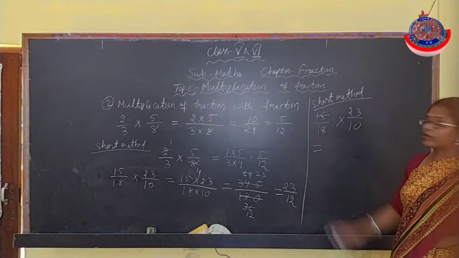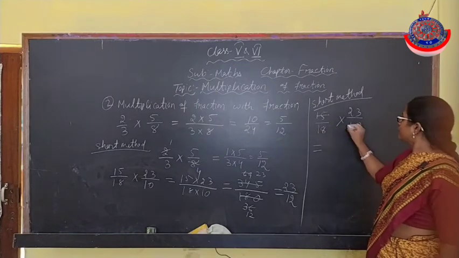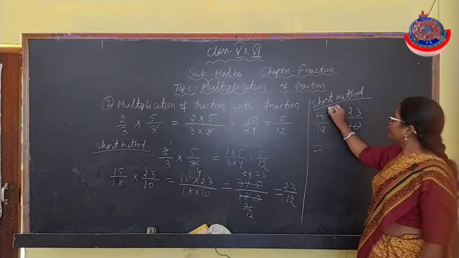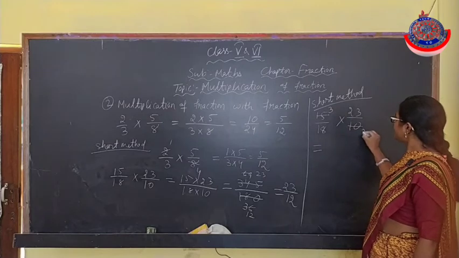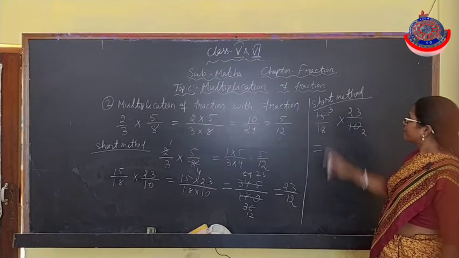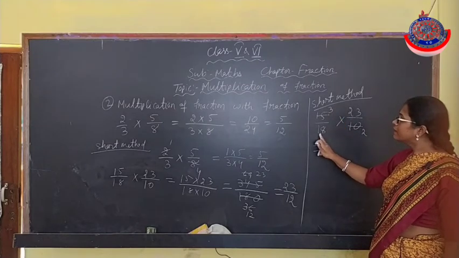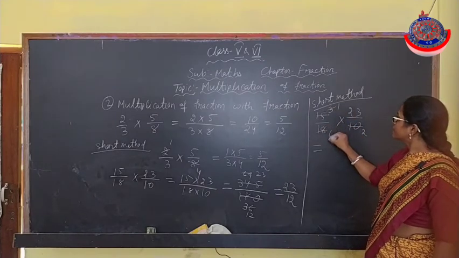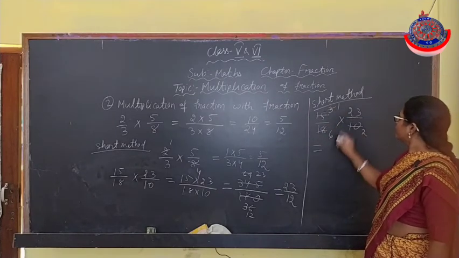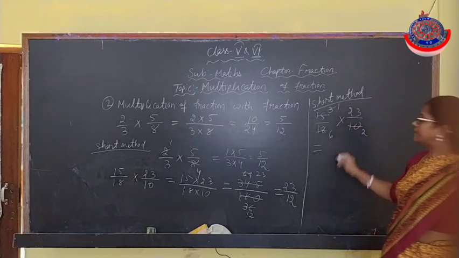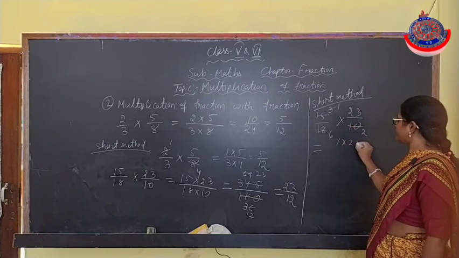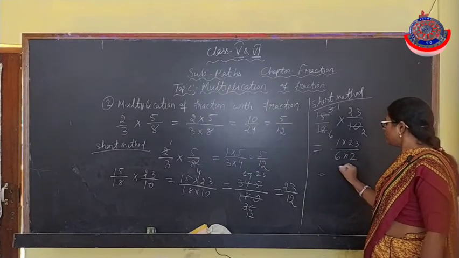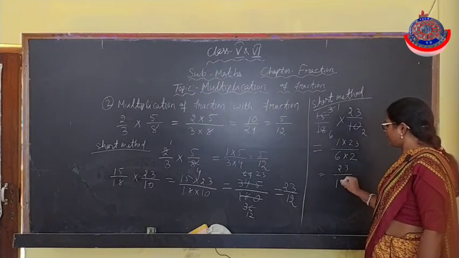Suppose. Okay. Then both will be divided by 5. So it will be 3 and 2. Now these 3 can be cancelled with 18: 3 by 1, 3 by 6. Now we cannot cancel anything. 1 into 23 by 6 into 2. That is your 23 by 12.